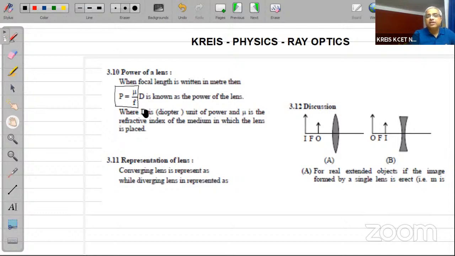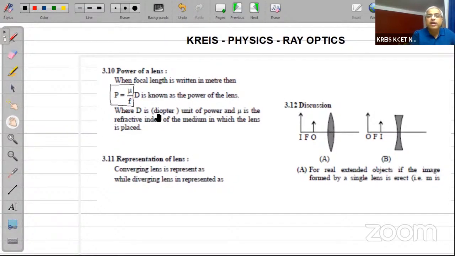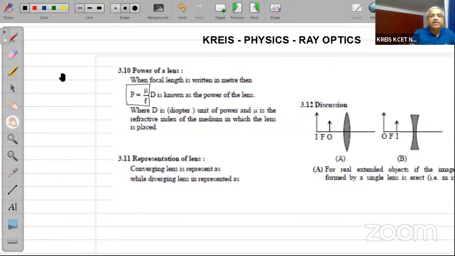1 per meter is in fact given a name called diopter. This is in fact the unit of power. If f is 1 meter and mu is 1, that is, if the lens is placed in air or vacuum, then the power will be given as 1 by 1, which is called the diopter. That's how I define diopter. So mu is the refractive index of the medium in which the lens is placed.